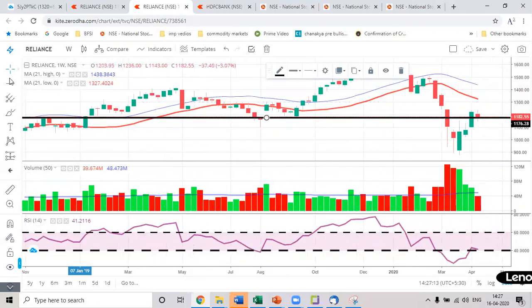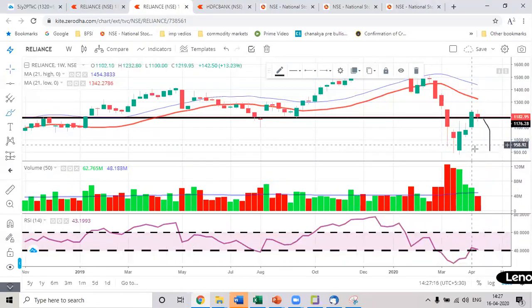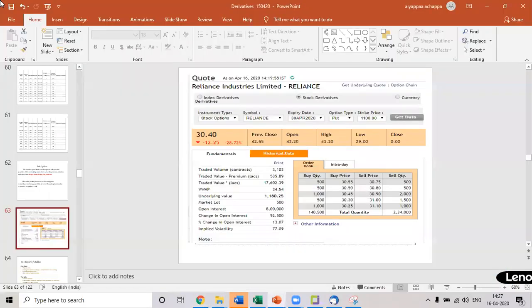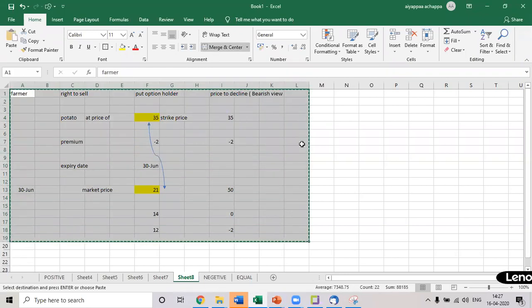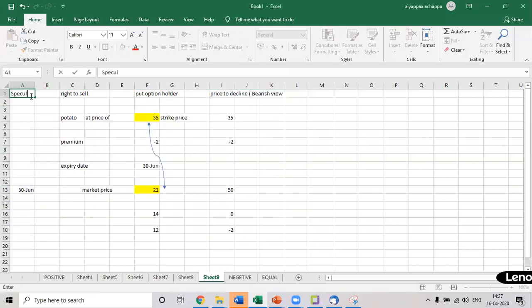So now assuming Reliance price declines to 1900 rupees, can I make money? Can I make profits here? Yes. So what I do, I go and pay 30 rupees as a premium. So instead of the farmer, we'll take the same calculation further, you have a speculator here. He has got a right to sell, he's a put option holder. Instead of potato, the asset would be Reliance. At a price of 1100 he can sell, for which he needs to pay 30 rupees premium, which is a non-refundable amount as per the contract.